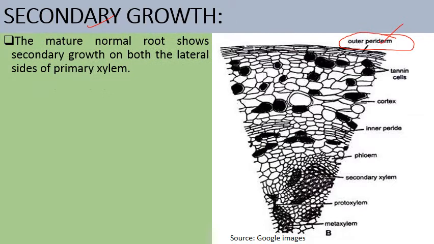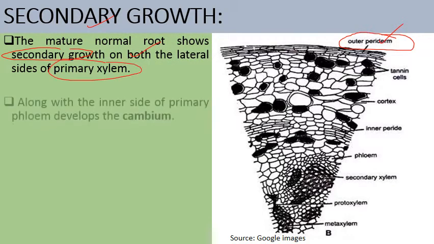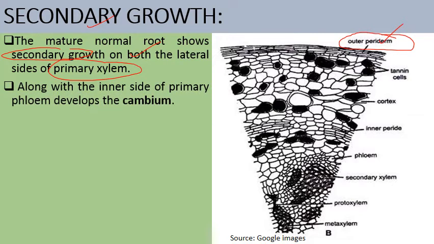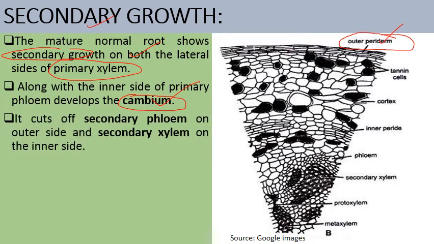So the mature normal root shows secondary growth on both lateral sides of the primary xylem. That is due to the activity of lateral meristem. Along the inner side of the primary phloem, there develops cambium. This cambium cuts off secondary phloem towards the outer side and secondary xylem towards the inner side. So this is phloem formed towards the outside and secondary xylem towards the inner side.